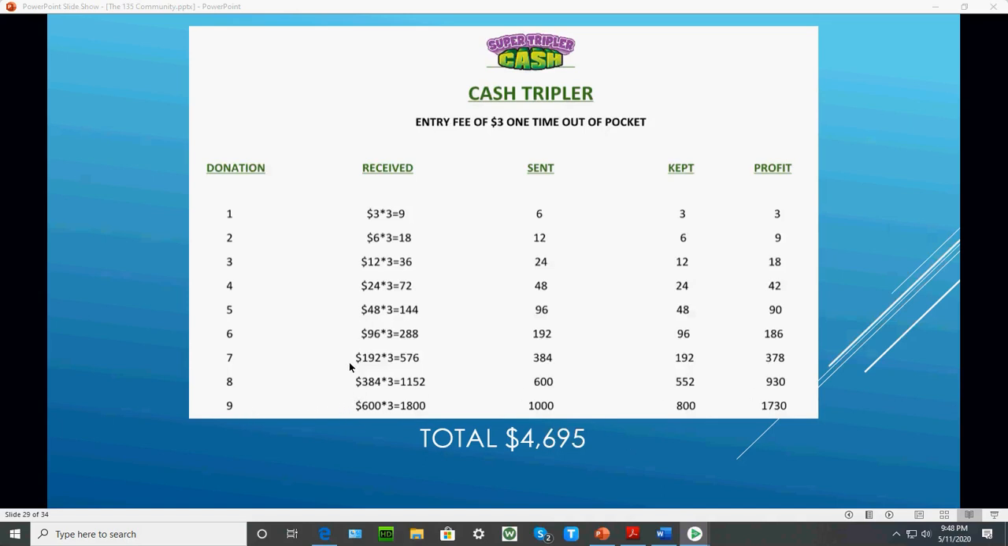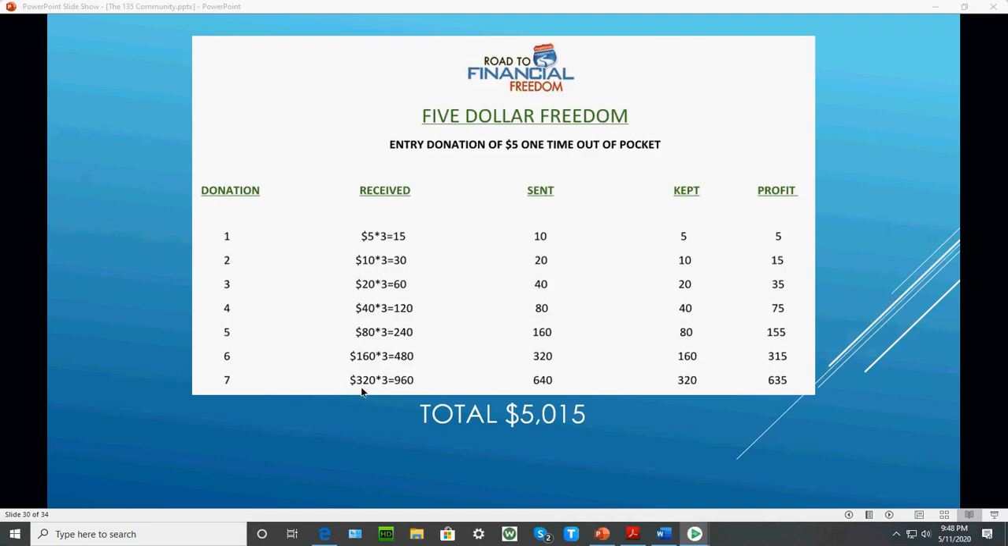The 9th donation day in the cash tripler becomes the 7th donation day in the $5 freedom. Now the 3 people are donating to you in the $5 freedom $320 each. That's $960. $640 of that you want to donate to your inviter. You're going to keep $320 for yourself. That's $635 that you've accumulated in the $5 freedom process, taking you up to $5,015. Okay. Discipline to the process is what gets you here. Discipline.